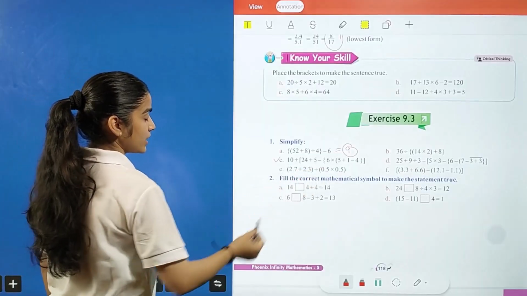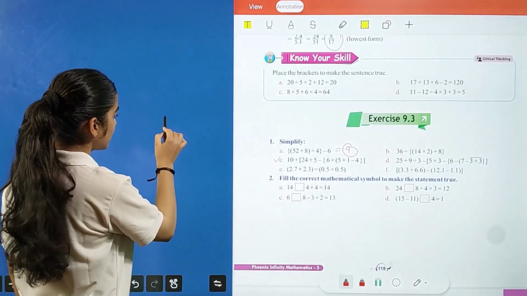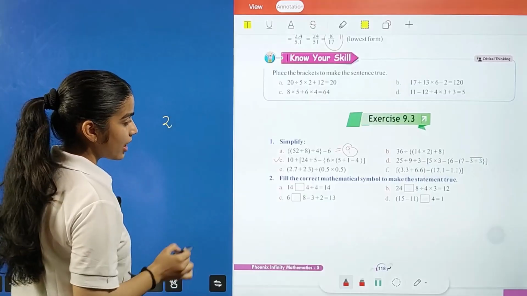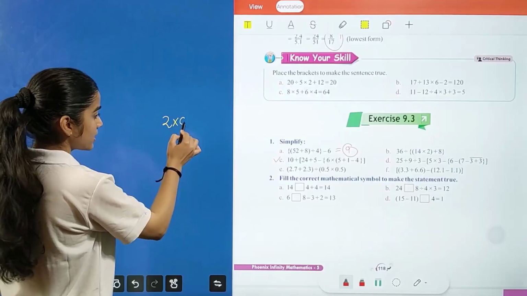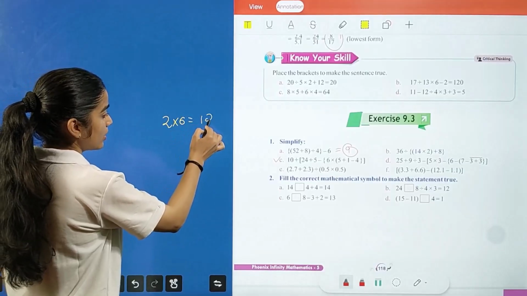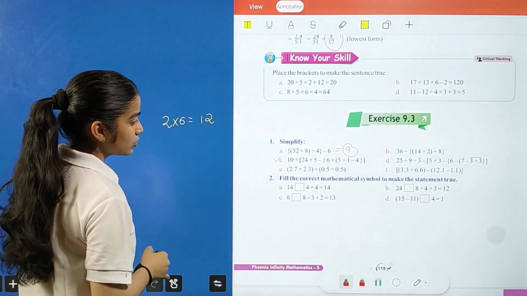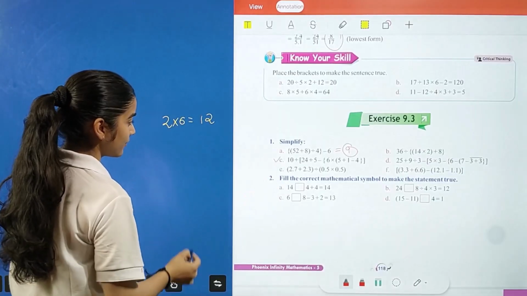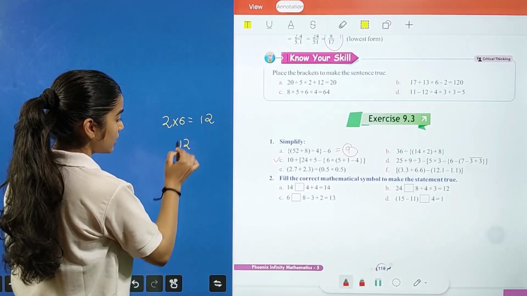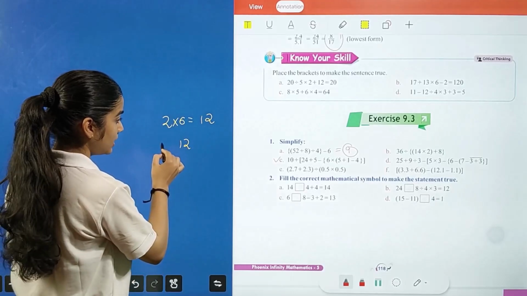So 5 plus 1 is 6. 6 minus 4 is 2. Then we have to solve the curly bracket. So 2 multiplied by 6 is 12. Now we have moved forward to square brackets where we have 24 plus 5. So 12 and 24 plus 5 is 29.